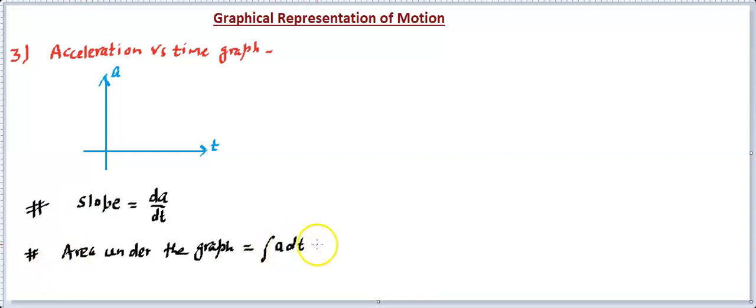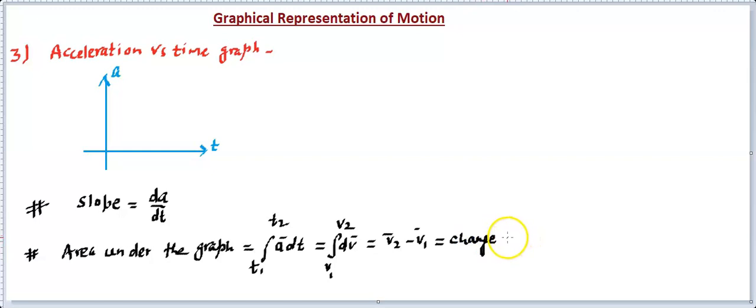This is the integration of A dt, and you know this will become dv. And if you are going from t1 to t2, from one time to another time, you might be moving from v1 to v2, one velocity to another velocity. So this will become final velocity minus initial velocity. These are velocities. That means it is the change in velocity. So the area under the graph is going to give us the change in velocity. So we can read this change in velocity from the area under the graph, and we can find out our answer. Okay, so this is the most important point that we need to keep in mind.